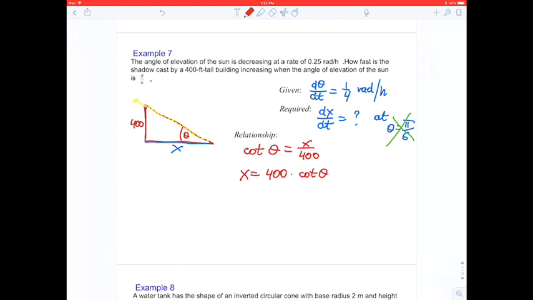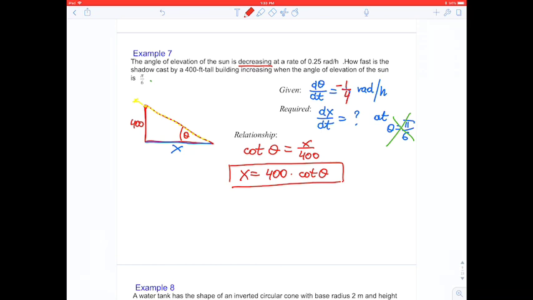One thing, I made one small mistake. Let's read the first sentence. An angle of elevation of the sun is decreasing. And we remember, if the rate of change is decreasing, it is negative. That means it's negative 1/4. Okay? And actually, we can see the quantity x will be increasing, which means I'm really expecting a positive answer. Okay, that means this is my relation, x equals 400 cotangent theta.